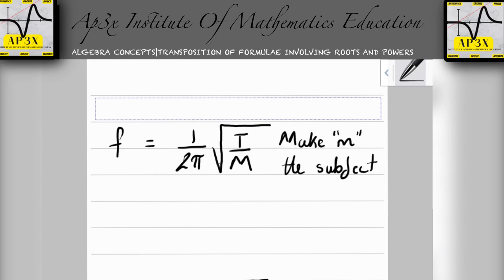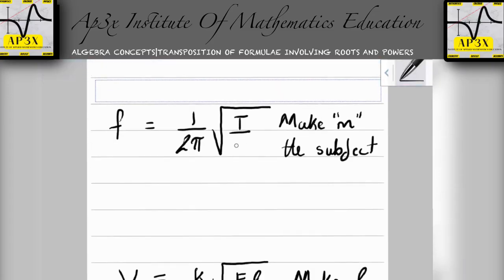Now, you just learned a few minutes ago that once you have a term outside of the square root, if you have to get rid of the root sign, then it will affect the term on the outside, but it will not affect the term on the inside. So here we have f is equal to 1 divided by 2 pi square root t over m. Let us change this m to the correct m that I'm having here. Remember, we discussed this in part 2, where we have to pay attention to the letter that is being used here. So make m the subject.